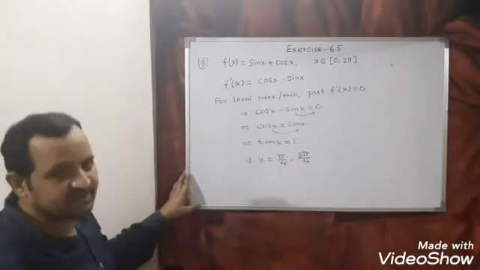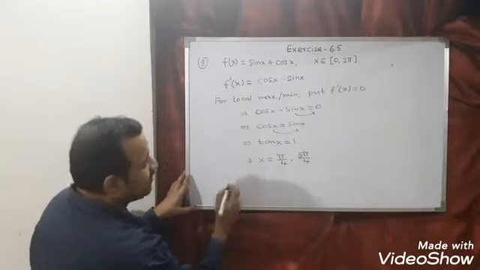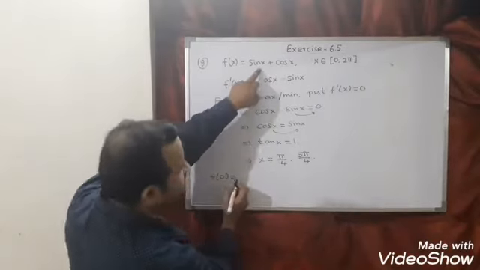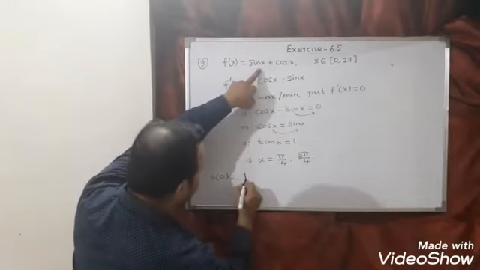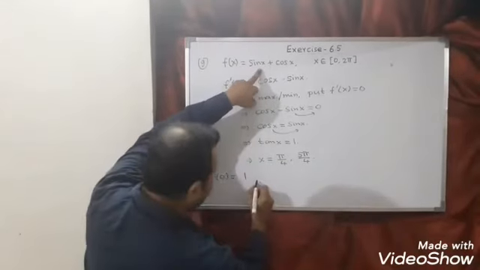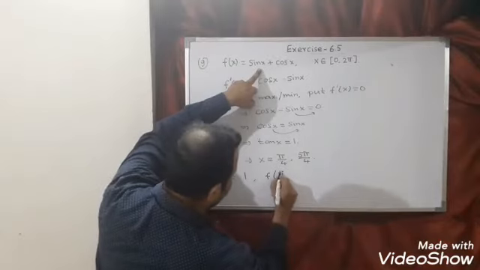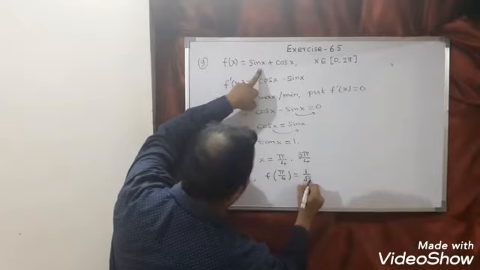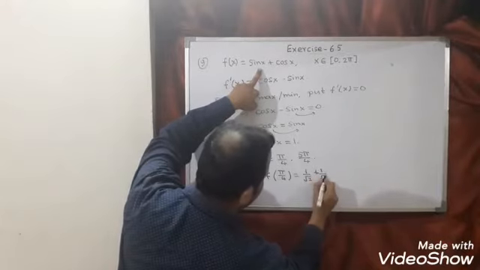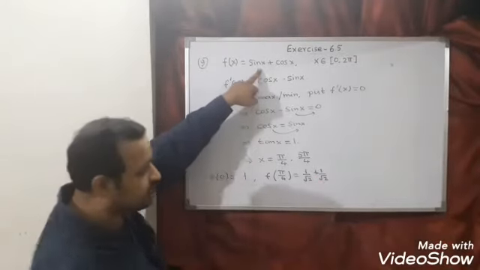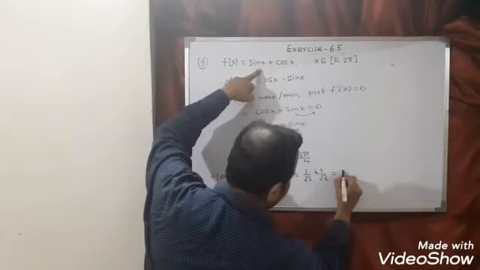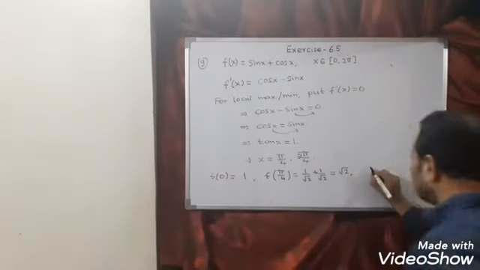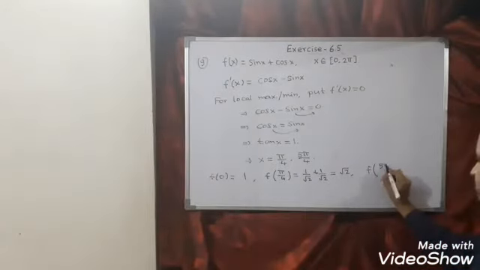The question is to find the maximum value. Now find the corresponding values. F of 0 is equal to, sin 0 is 0, cos 0 is 1. Next, f of pi by 4. Sin pi by 4 is 1 by root 2, cos pi by 4 is 1 by root 2. So 1 by root 2 plus 1 by root 2 is 2 by root 2; do the rationalization and you will get root 2.